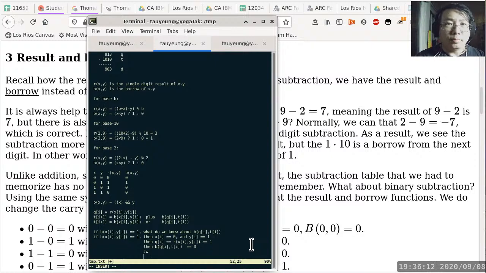Is that okay? Oops, I just typed in a vi command. There we go. So Aiden, we don't know exactly what ti is, nor do we need to know, because even if ti is a 1, 1 minus 1 still has a borrow of 0.